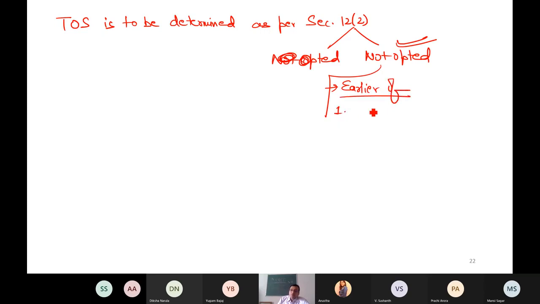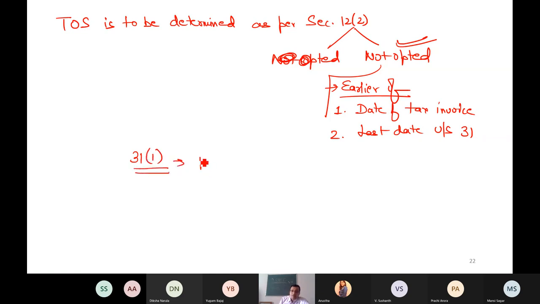Only two: actual date of invoice, tax invoice, or last date of issuing tax invoice as per section 31. In this case, since goods are movable, I will apply section 31 subsection 1. And in case of movable goods, what is the last date? Do you know what is the last date?